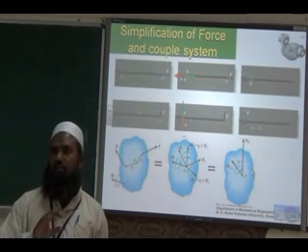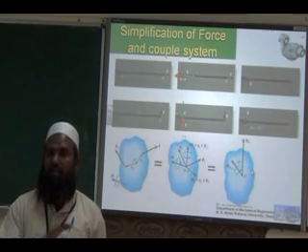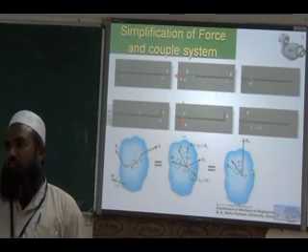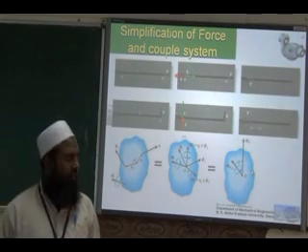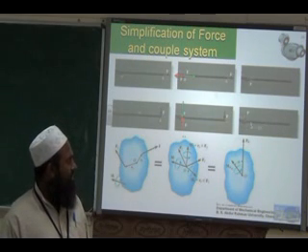So transmission of force, if it is in the same direction, will produce a resultant force. But transmission of force in the vertical direction will have a moment developed. So we have to consider this.